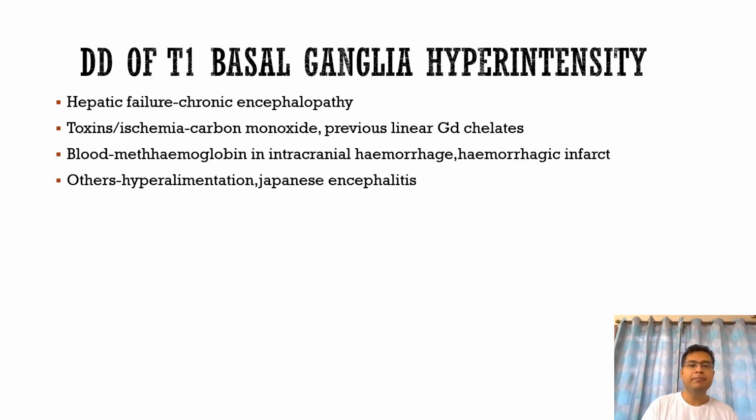DDs for a T1 basal ganglia hyperintensity include hepatic failure, chronic encephalopathy, toxins such as carbon monoxide, methemoglobin in intracranial hemorrhages, and also Japanese encephalitis, but usually there is bilateral basal ganglia involvement. Unilateral basal ganglia involvement is typically seen in diabetic striatopathy.